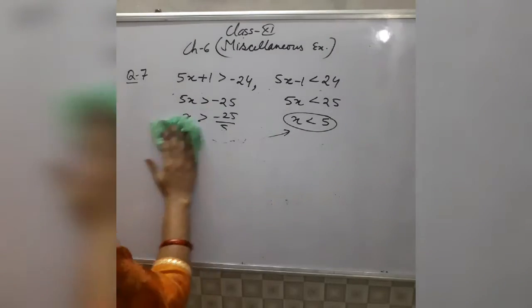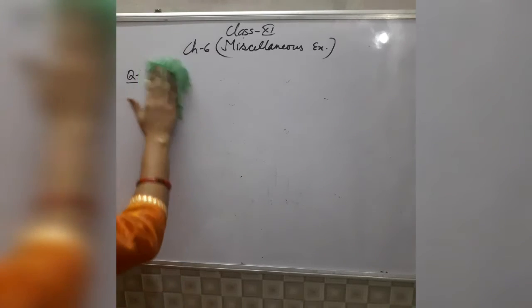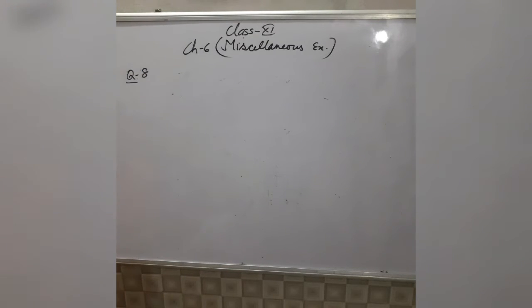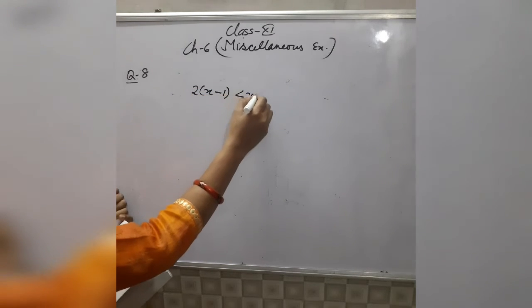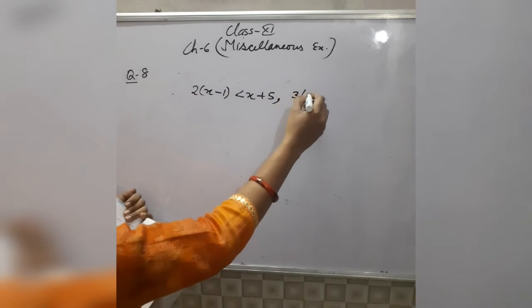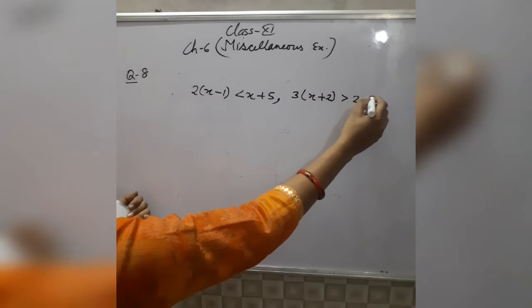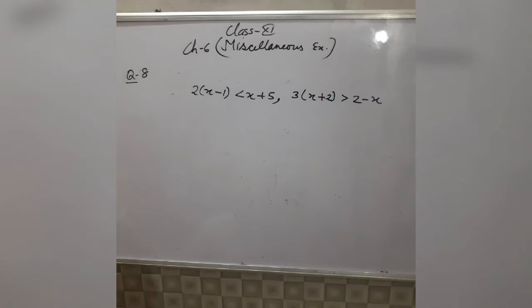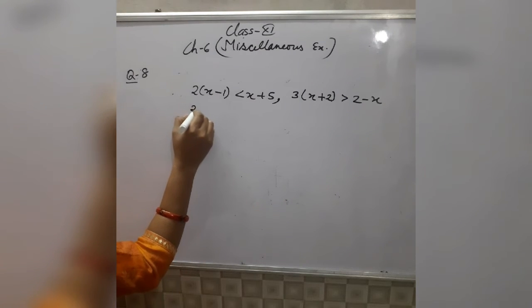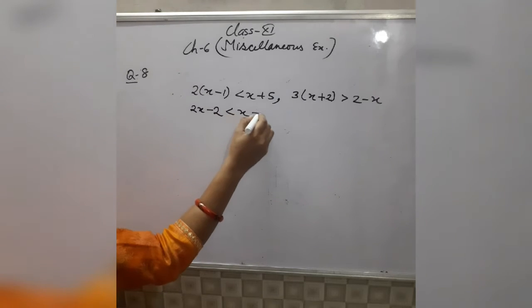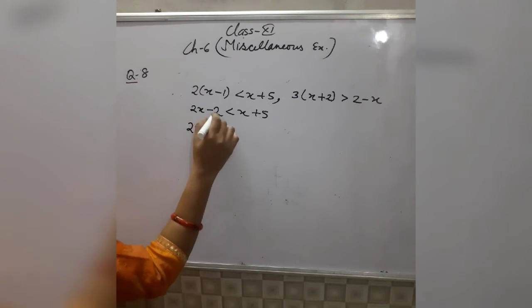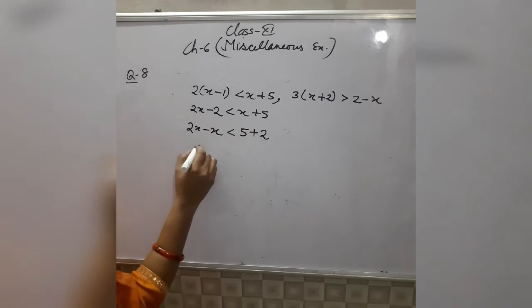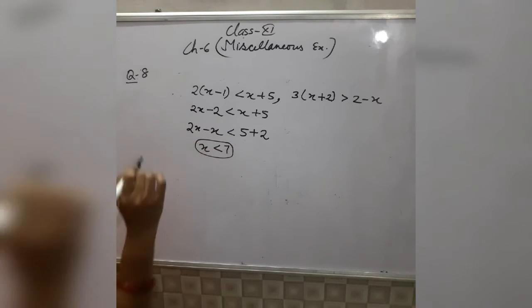Now see question number 8. In question number 8, the linear inequalities are 2(x - 1) < x + 5, 3(x + 2) > 2 - x. In this case also, firstly we will solve these two inequalities separately. It becomes 2x - 2 < x + 5, and taking terms containing the x variable together, this -2 comes on this side, it becomes +2, so you can say x is less than 7.